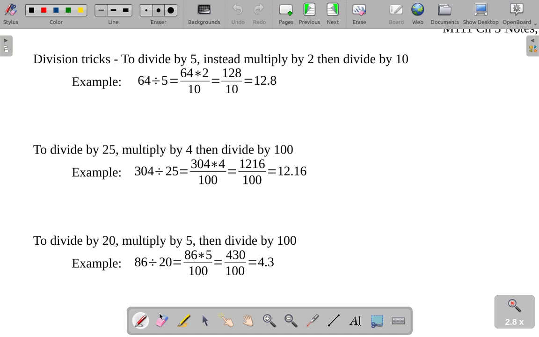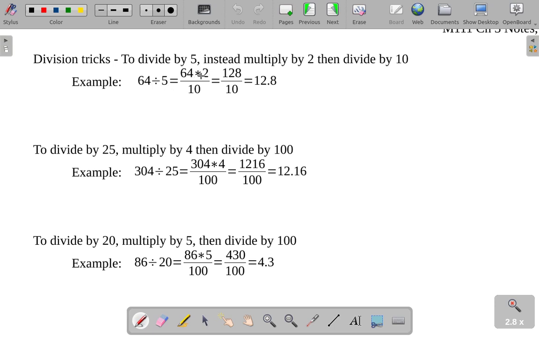When you're dealing with division, there are some tricks that are handy. So for instance, I'm looking at these three tricks right here. The first one, if you're dividing by 5, dividing by 5 can be pretty tricky. How do you take 64 and divide it by 5?